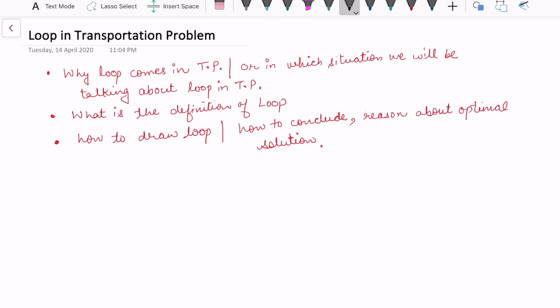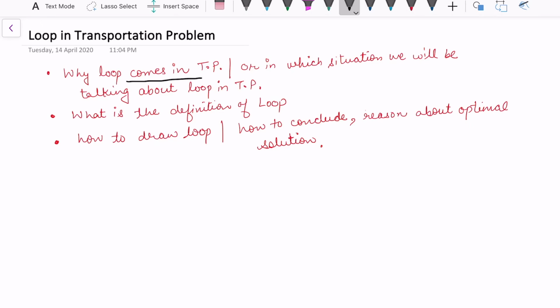In this video, I'll be talking about loop in transportation problem. But before we go to the formal definition of a loop, let me come to three basic questions. Why does loop come in the transportation problem, or in what situation will we be talking about the loop in the transportation problem?